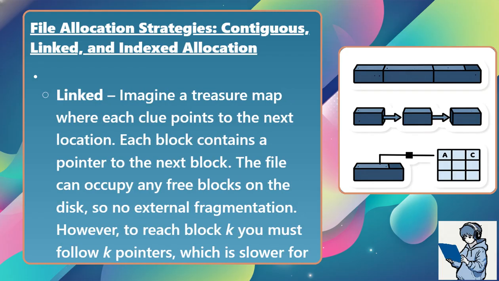Linked: imagine a treasure map where each clue points to the next location. Each block contains a pointer to the next block. The file can occupy any free blocks on the disk, so no external fragmentation. However, to reach block K you must follow K pointers, which is slower for random access.